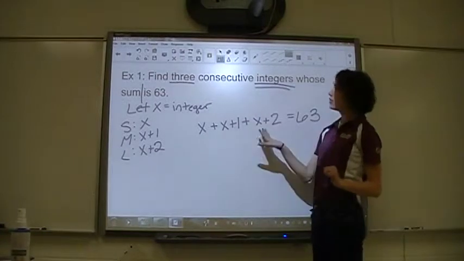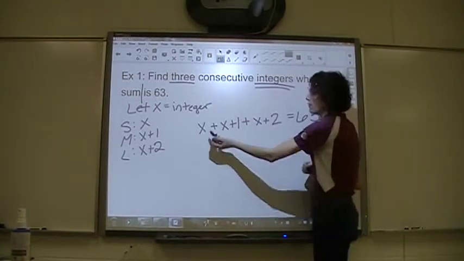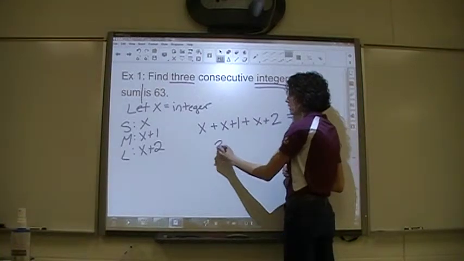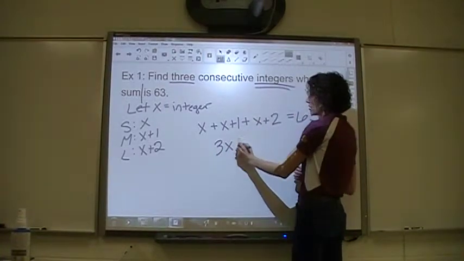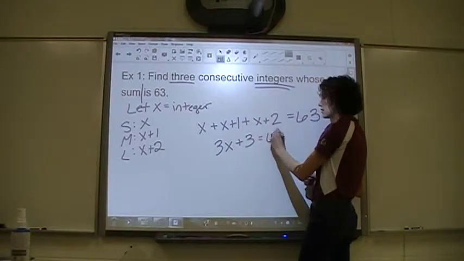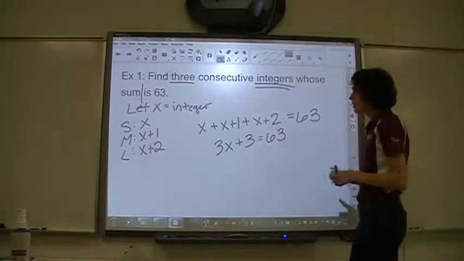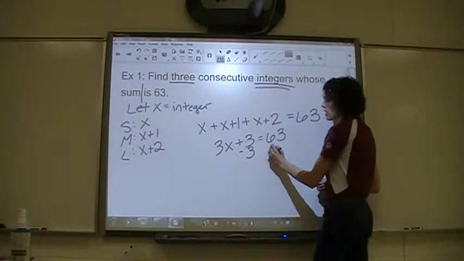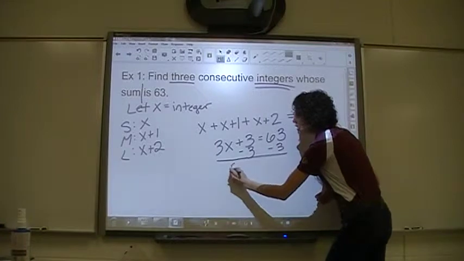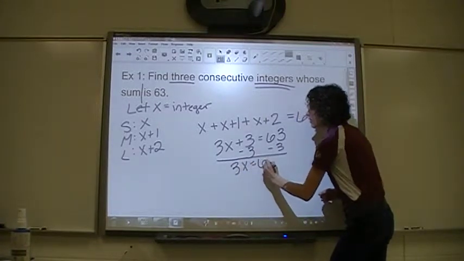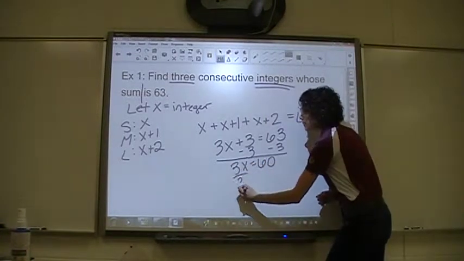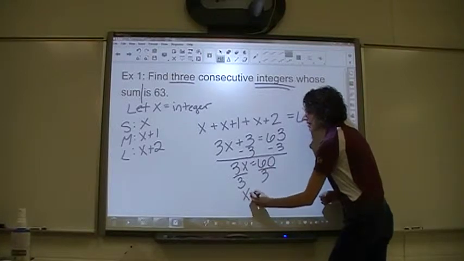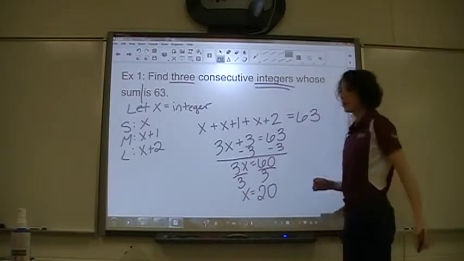So if we add our like terms on the left-hand side, we have x, x, x, so that gives me 3x. Then 1 plus 2 is going to give me 3, equals 63. Then just solve from there by subtracting 3 on both sides. And you get 3x equals 60. Then divide by 3. So x equals 20.